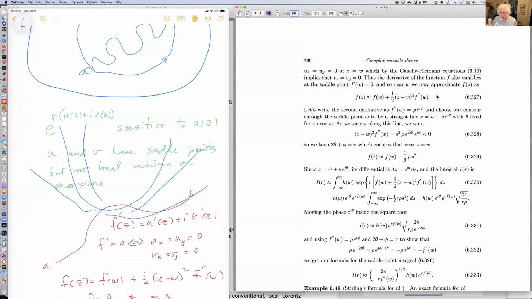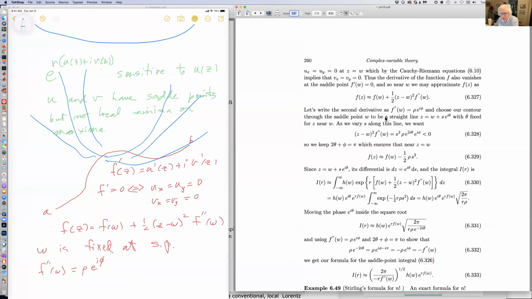So what we do here then is we choose our contour. z is going to be the fixed saddle point plus some real number times a phase, and we're going to keep that phase constant as we zip through this saddle point, keeping theta fixed for z near w, and of course w is fixed.